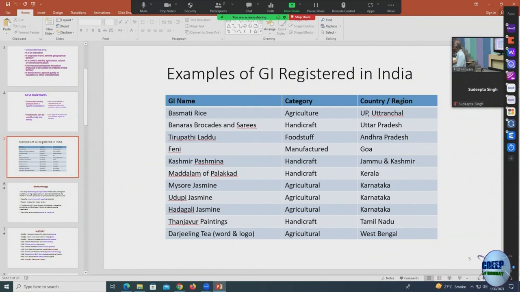See, your silk is the same, your design is the same, your artisan is the same, how do you distinguish? Only by a trademark you can. There is only one way you can do it. So, that is a major issue, you know, that you have today in this kind of thing.